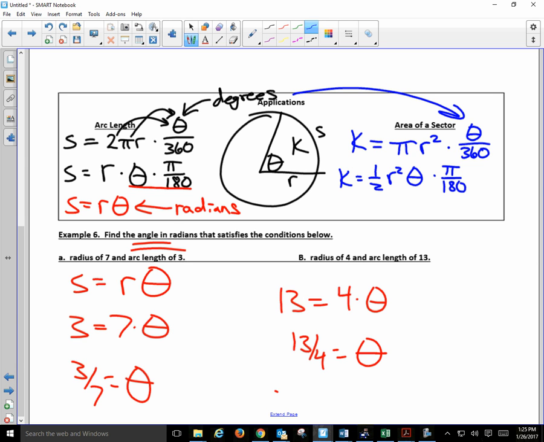Okay. Does this look familiar? What is it? That's how we convert degrees to radians. Thank you, Tristan. K is equal to 1/2 r squared theta, where theta is in radians. Easier formula. We like it when we make things easier.